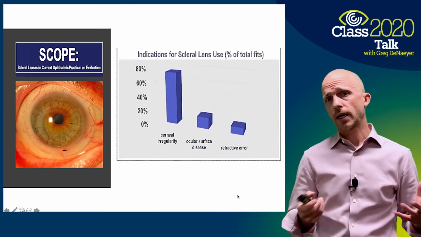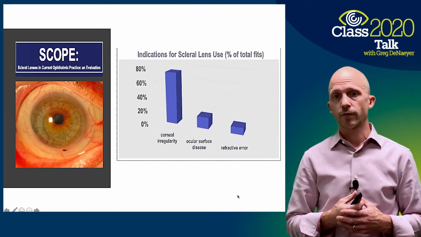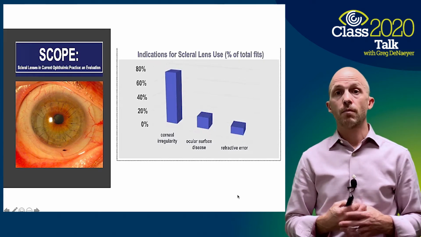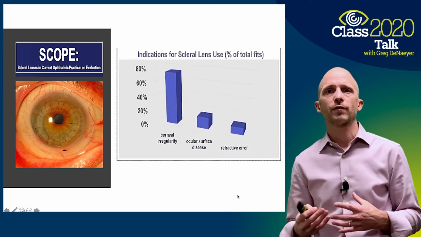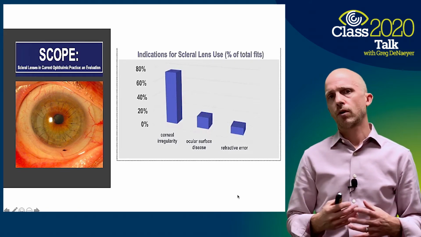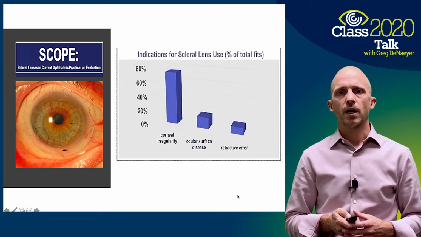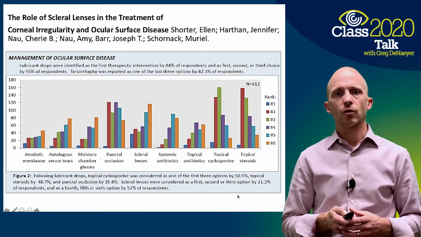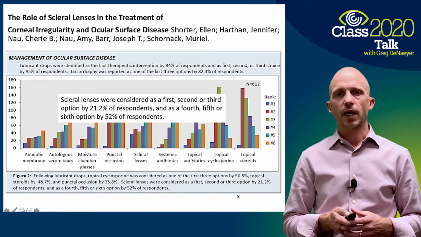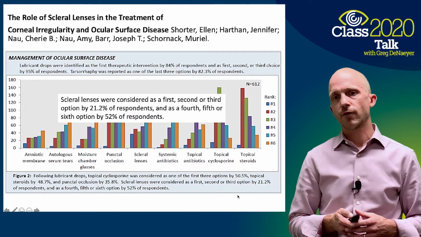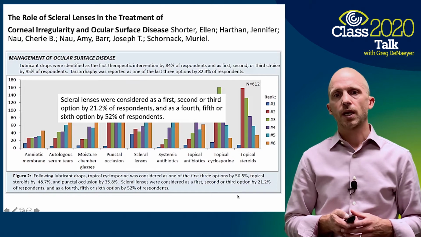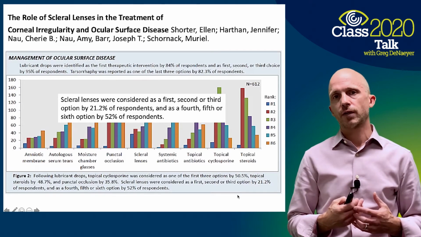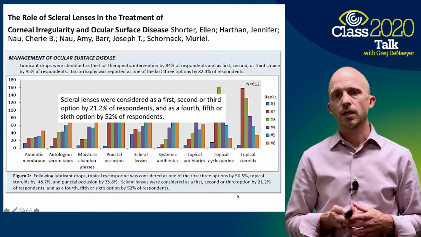Well, when we look at scleral contact lenses, looking at the SCOPE study, the survey study, what is known and well established is that most practitioners are using scleral contact lenses to manage patients with ocular surface disease. But there is a very important niche in place for scleral lenses for these patients. This is an interesting set of results from the SCOPE study on the role of scleral lenses in the treatment of ocular surface disease. What they found is that scleral lenses were considered a first, second, or third option by 21% of respondents, and as a fourth, fifth, or sixth option by 52% of respondents. So practitioners that are fitting scleral contact lenses are using scleral lenses to help manage these patients.